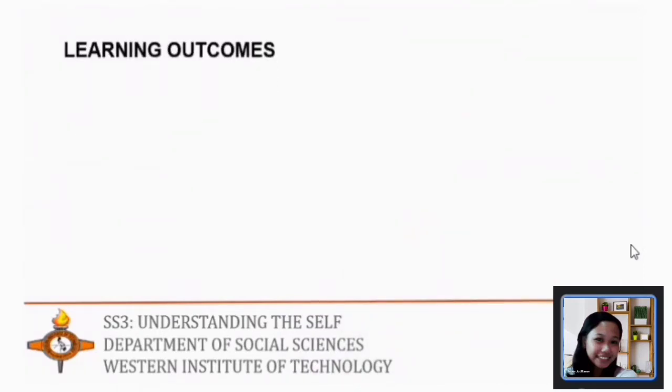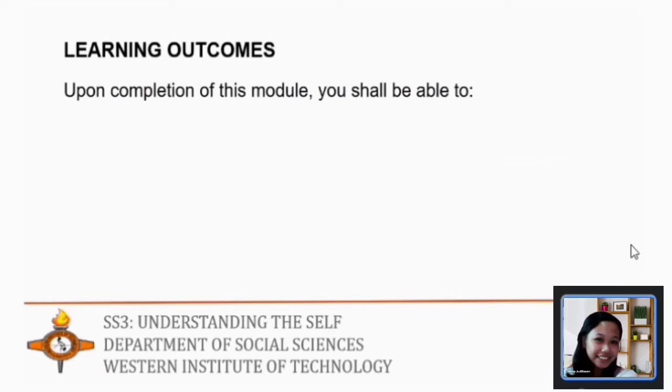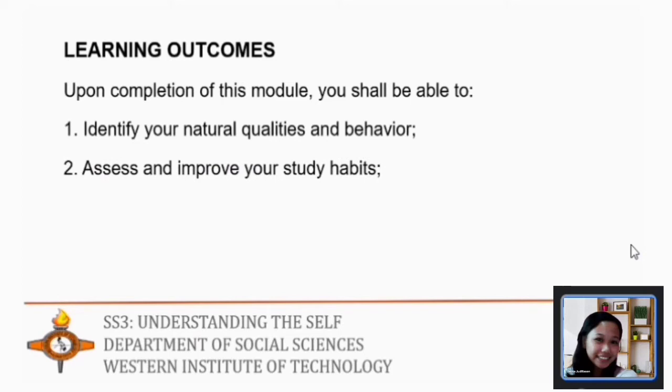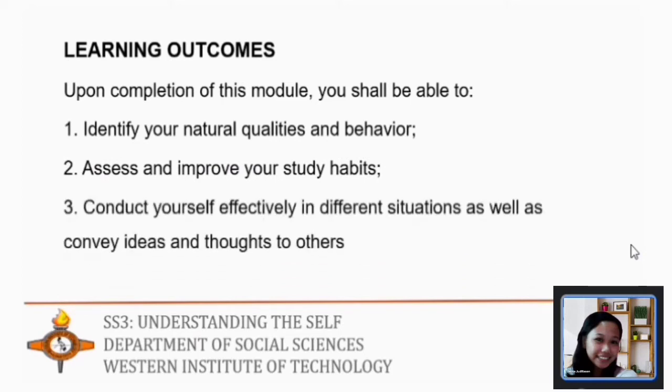Learning outcomes. Upon completion of this module, you shall be able to, first, identify your natural qualities and behavior; second, assess and improve your study habits; and lastly, conduct yourself effectively in different situations as well as convey ideas and thoughts to others.